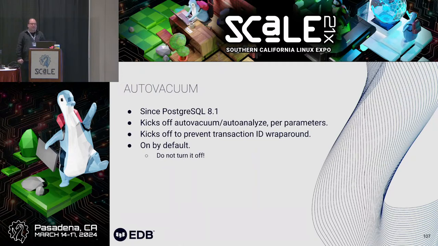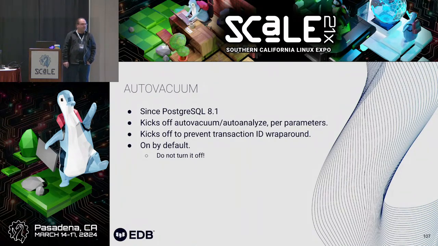Anyway, there's a process called auto vacuum, which also does auto analyze. It is kicked off based on some parameters in the Postgres config file or per table. You can configure them per table with the alter table command. And it also kicks off auto vacuum to prevent transaction ID wraparound. So if there's a DBA who doesn't run any vacuum, nothing else, based on the configuration parameters in the Postgres config file, Postgres is going to start auto vacuum to get rid of the transaction ID wraparound problem, and this is a problem.